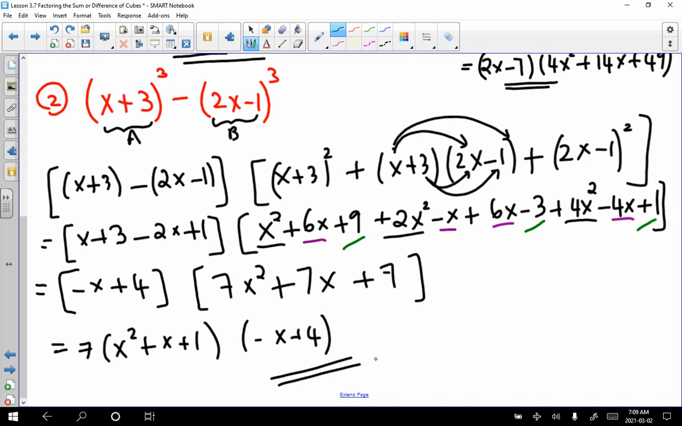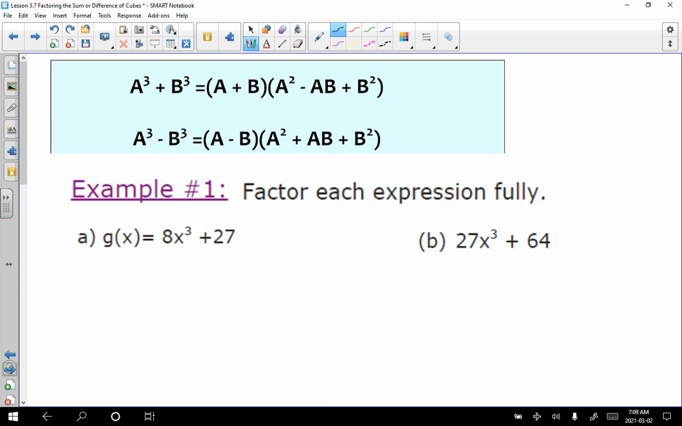That's the factored expression for (x + 3)^3 - (2x - 1)^3. Okay, let's try some more examples. Factor each expression fully. g(x) = 8x^3 + 27.